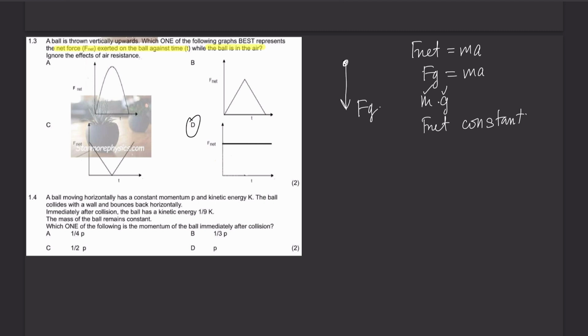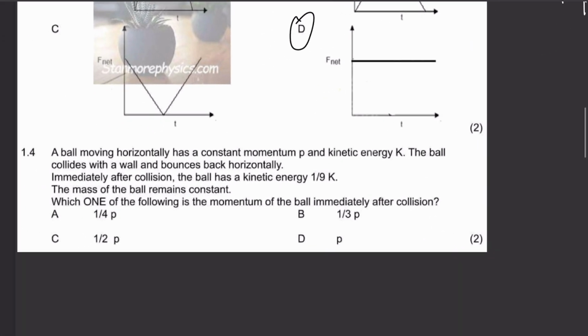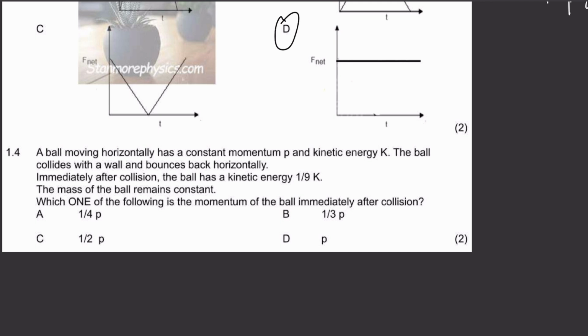Okay. Question 1.4. A ball moving horizontally has a constant momentum P and kinetic energy K. The ball collides with a wall and bounces back horizontally. Immediately after the collision, the ball has a kinetic energy 1/9K. The mass of the ball remains constant. Which one of the following is the momentum of the ball immediately after the collision?